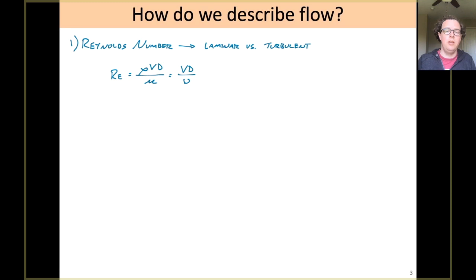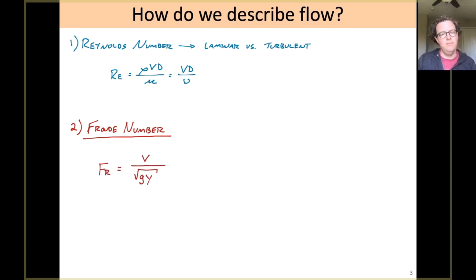Similarly, for open channel flows, we have another dimensionless term called the Froude number. And you all are plenty capable at this point in the semester of doing the dimensional analysis and actually deriving a Froude number yourself. So Froude number looks like this. Fluid velocity v divided by the square root of gravitational acceleration g multiplied by y, which is the depth of flow in an open channel.